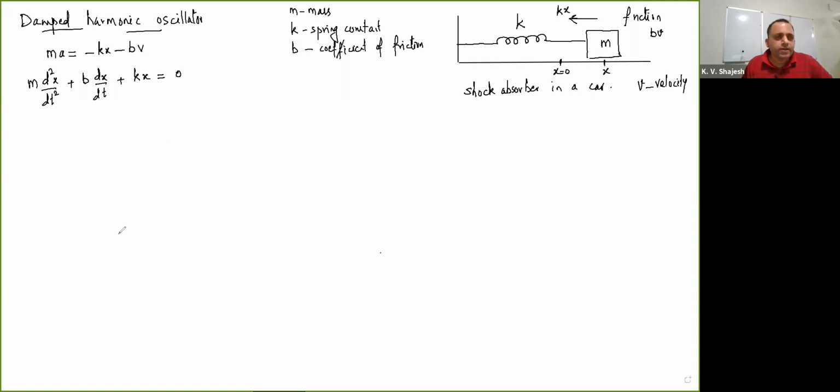All right. It is clear that if b were equal to 0, that leads to just a harmonic oscillator, no damping at all, right? No damping. And if b is not equal to 0, we call it a damped harmonic oscillator. So that means there's friction.